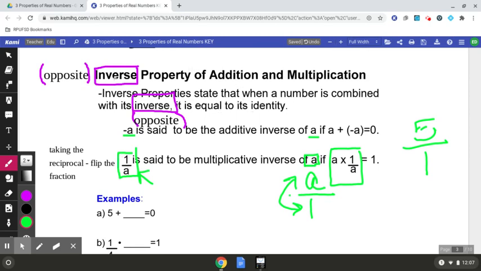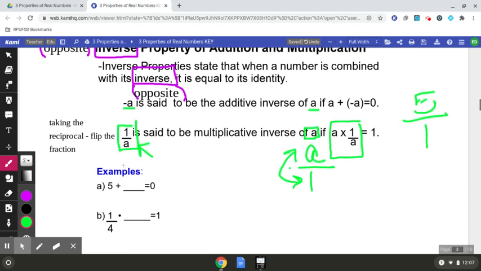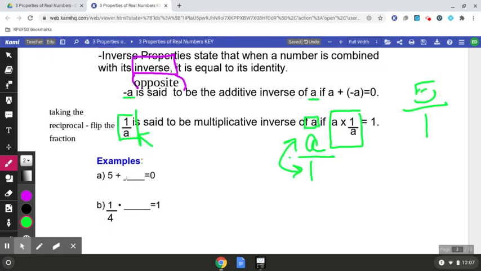If you think of the word inverse as opposite, it might help. So if we look at the examples, 5 plus what is equal to 0? So think about it as what's the opposite? Well, positive 5, the opposite of that would be negative 5.